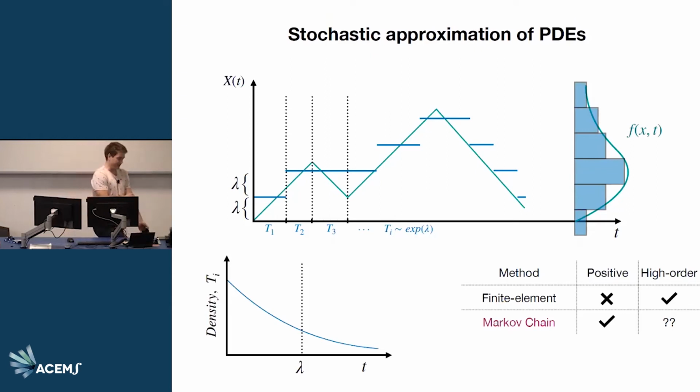So this is really good. It has a stochastic interpretation, so it necessarily maintains positivity. However, we know that this is the best we can do. We can't create higher order methods than this. So we can refine this lambda and make that smaller, but unlike the finite element method where you can increase the number of basis functions, you can't do a similar thing here.